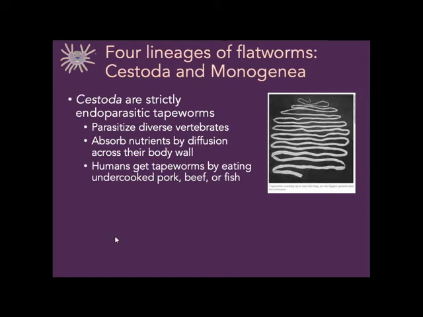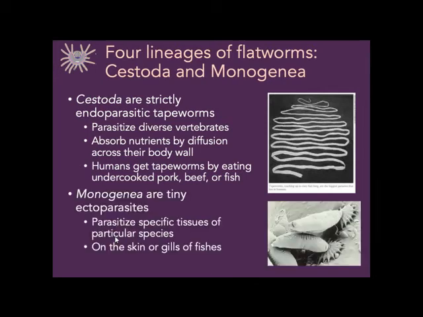And then the fourth group of flatworms you've probably never heard of before, they're called monogenea. And they're these tiny little ectoparasites that tend to parasitize particular tissues of particular species. So this picture here is a picture of one that parasitizes the gills of fishes.